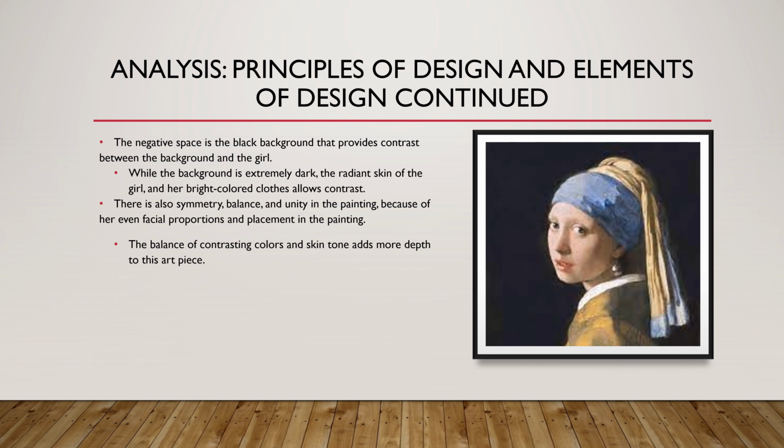The negative space and contrast that is shown in this painting are that the black background contrasts with the girl and the clothes that she is wearing. The girl and her clothes are bright and look radiant, whereas the background is extremely dark. Although the negative space is entirely black, it provides contrast since it shows both light and darkness to the painting.